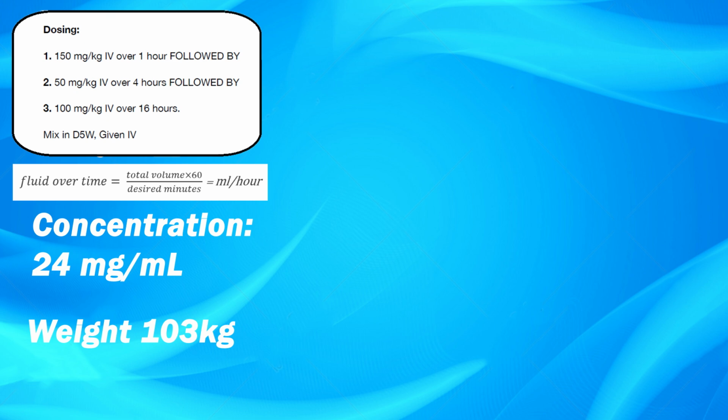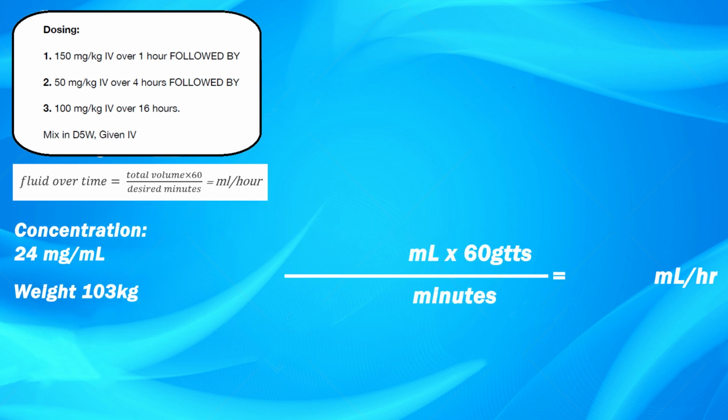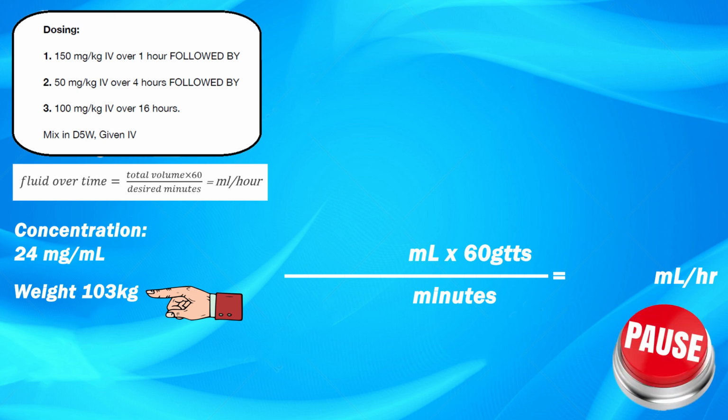And now we should have all the information we need in order to plug these numbers into our fluid over time formula. Let's set it up and do the math. For the first dose, the first number that we have to calculate is the total volume, which is going to go right here. That's asking how much of this 24 milligram per milliliter fluid do I have to give in order to achieve the dose of 150 milligrams times 103 kilograms. You can press pause right now if you want to calculate the total volume for the first dose.